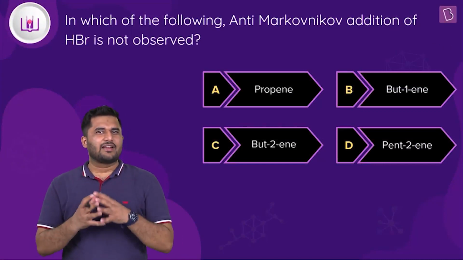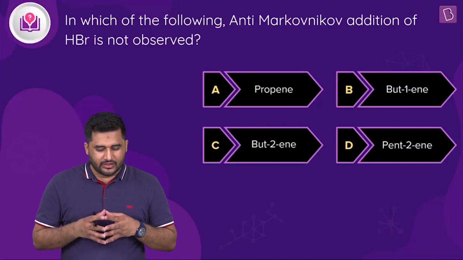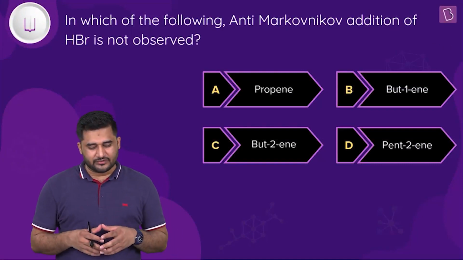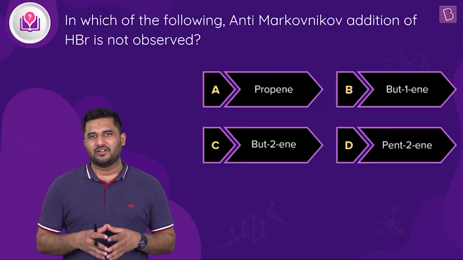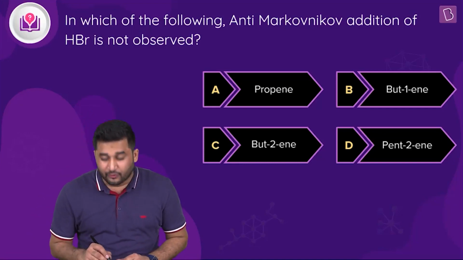Hi, let's have a look at this question. In the question, what we have to do is find out in which of the following anti-Markovnikov's addition of HBr is not observed. Very interesting question. Let us see how to answer. So now you can see we have 4 options here.